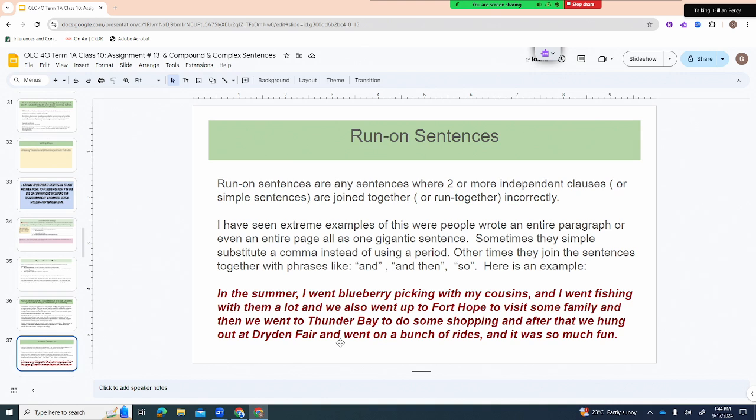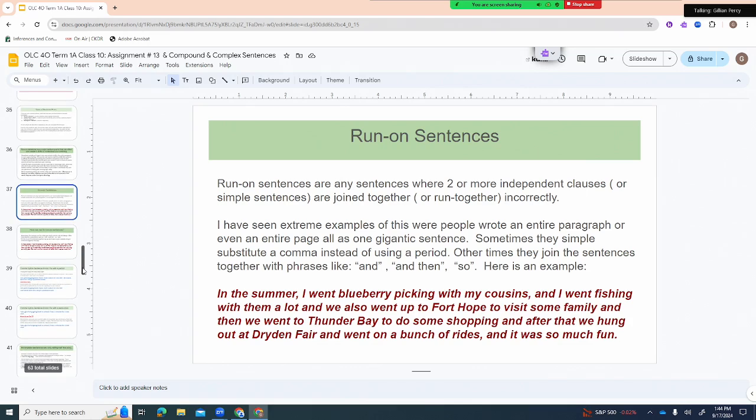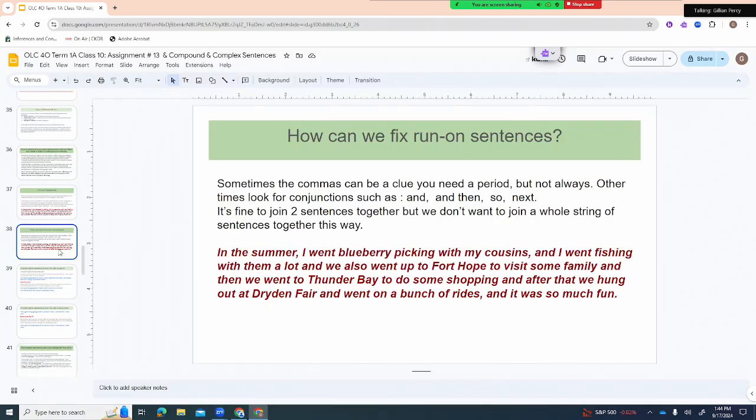In the summer, I went blueberry picking with my cousins, and I went fishing with them a lot, and we also went up to Fort Hope to visit some family, and then we went to Thunder Bay to do some shopping, and after that we hung out at Dryden Fair and went on a bunch of rides, and it was so much fun. So that is a huge run-on sentence. There are a lot of smaller sentences in there. I need to go back through and shorten some of those sentences up to make it easier to read and to make sure my meaning gets across. Okay.